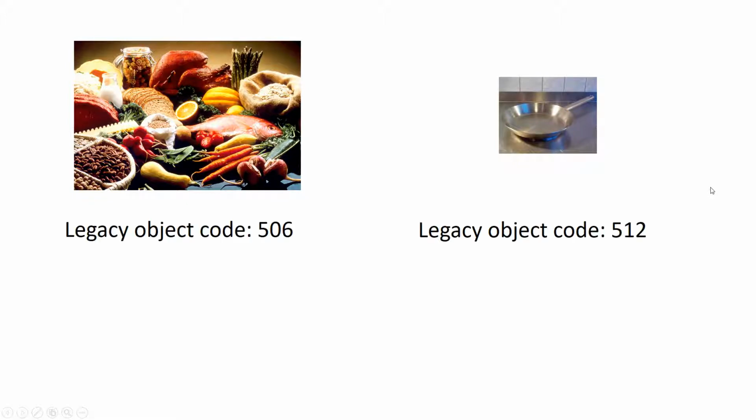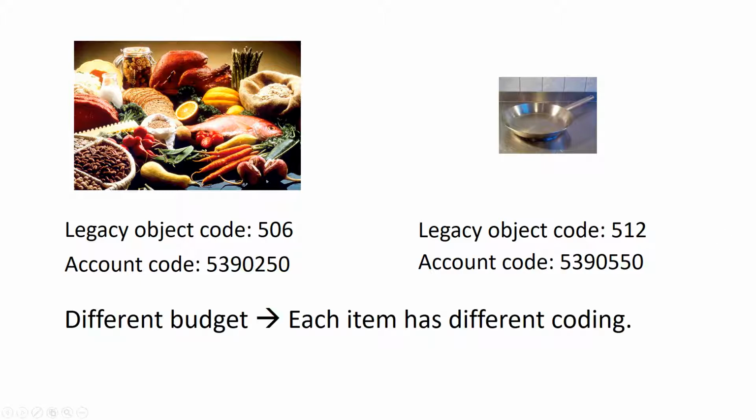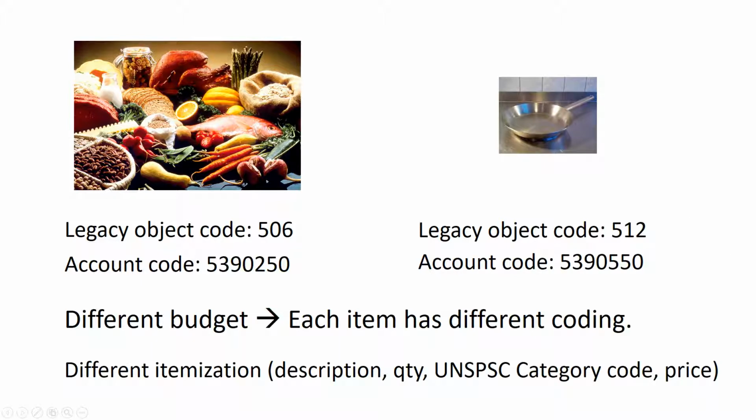On the other hand, if you bought a bunch of subsistence and a frying pan, those items would have different legacy object codes, 506 and 512, and now in Fiscal, different account codes too, so they can't have the same lines of coding, just as they couldn't when you used a standard 65. This purchase would require each item to have a different line of coding in the chart fields. Of course, they also have different UNSPSC category codes, but those codes go into the itemization and don't affect the chart fields.